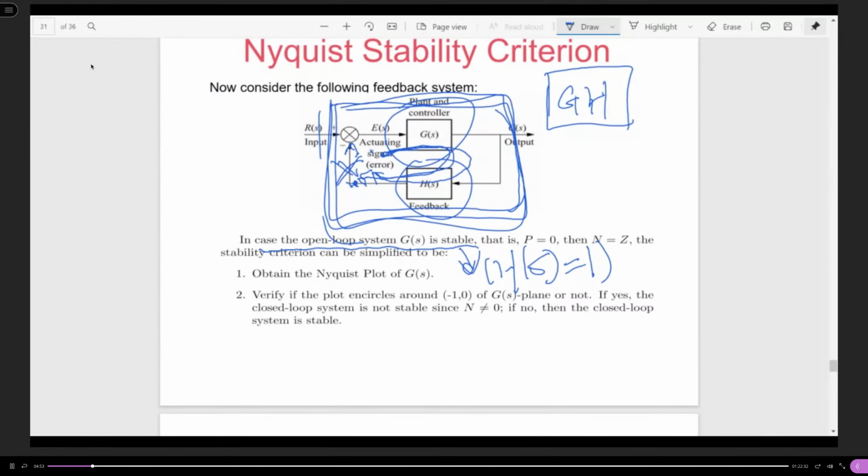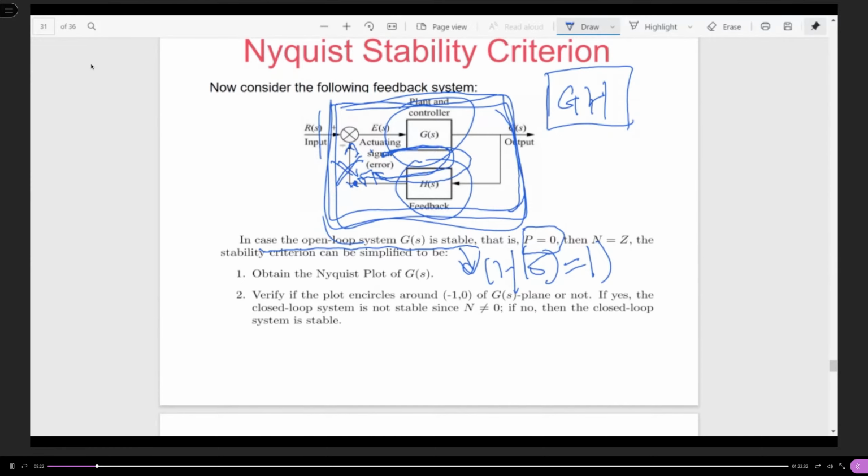If H of S is not equal to 1, check GH. So if this open loop system G of S is stable, that's actually a special case, but that is a very important special case. In this case, P is straightforwardly equal to 0 because there are no right half plane open loop poles.